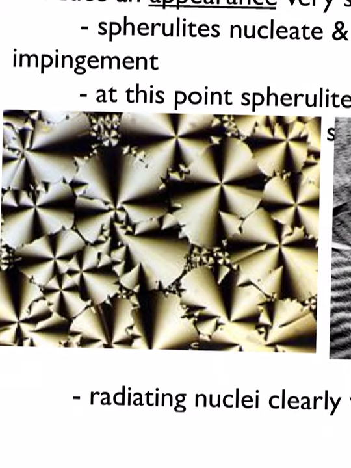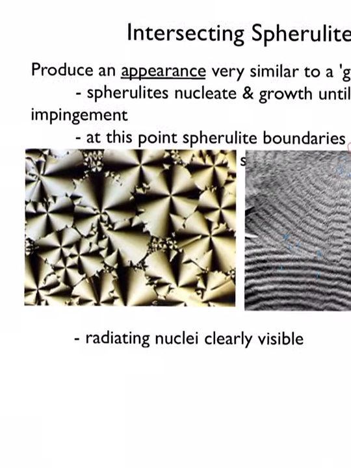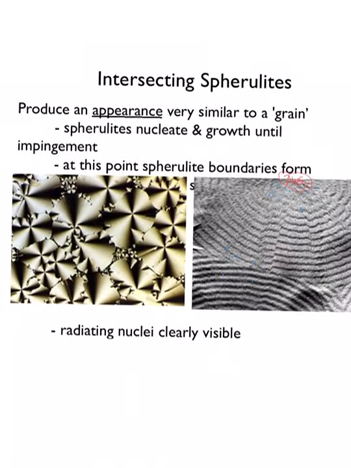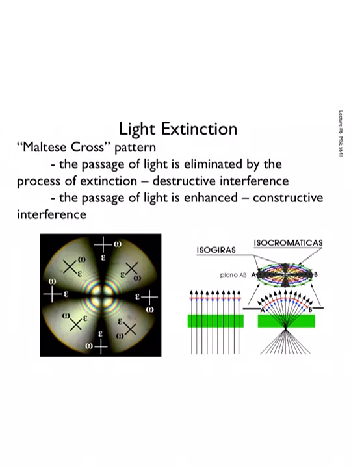We actually get some secondary nucleation and growth going on in these other areas that are kind of trapped. So that's one of the differences between grains and spherulites. But the radiating nuclei are clearly visible, so you know where everything began in these systems. And so this again is an effect of light extinction.